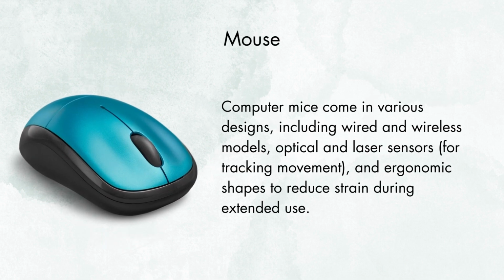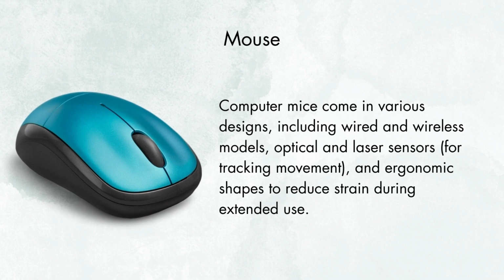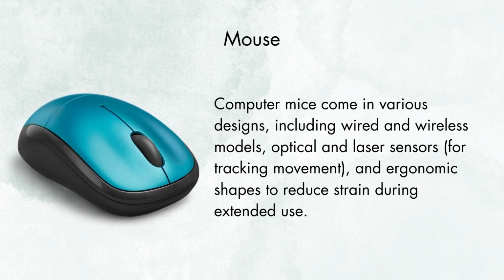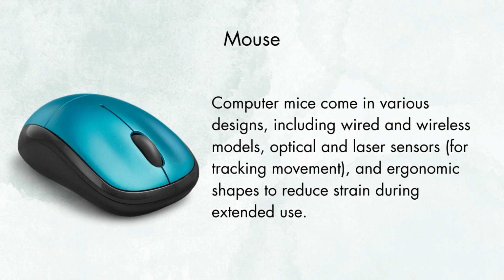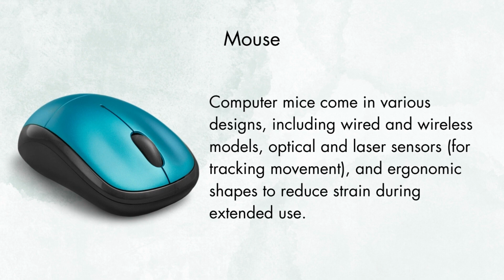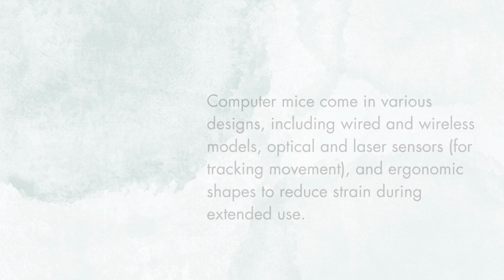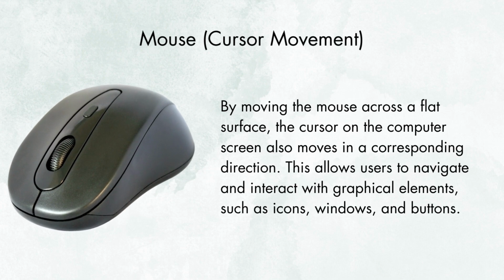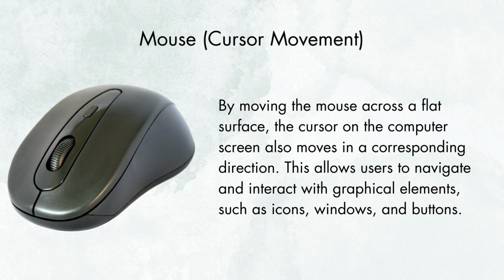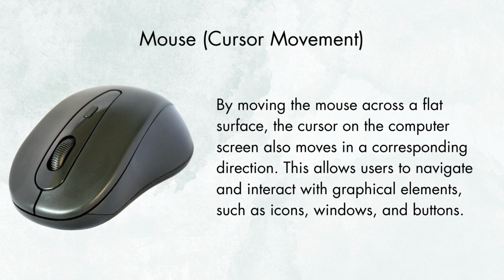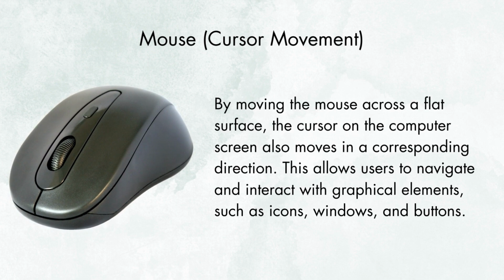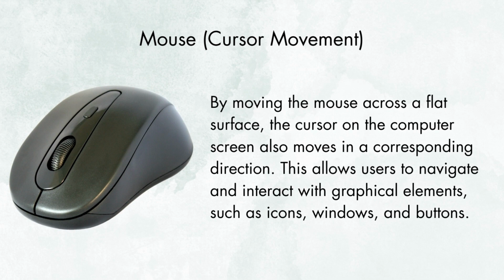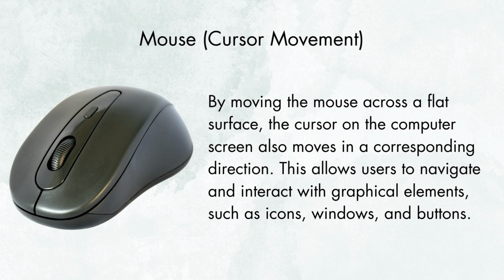Computer mice come in various designs, including wired and wireless models, optical and laser sensors for tracking movement, and ergonomic shapes to reduce strain during extended use. By moving the mouse across a flat surface, the cursor on the computer screen also moves in a corresponding direction. This allows users to navigate and interact with graphical elements, such as icons, windows, and buttons.